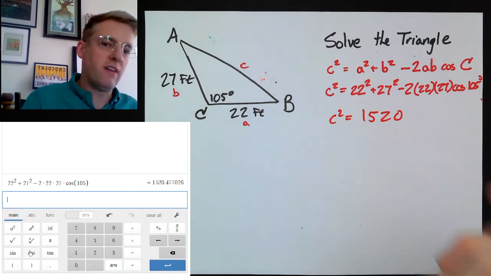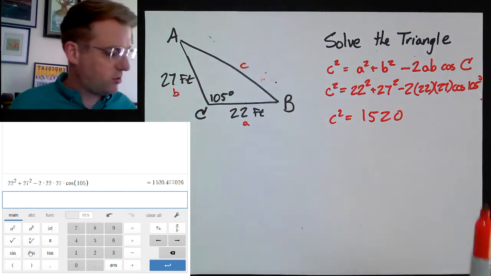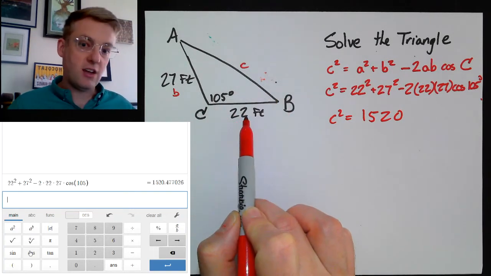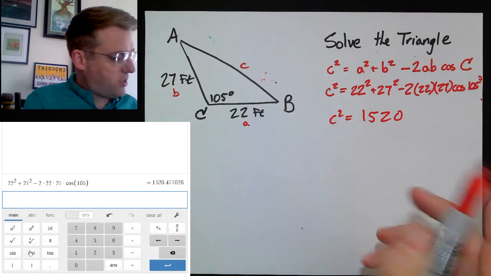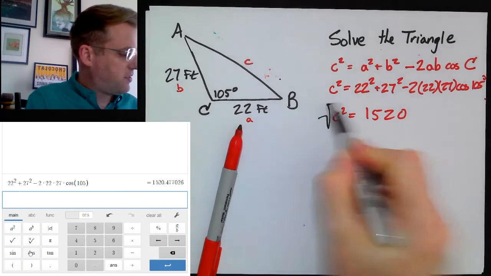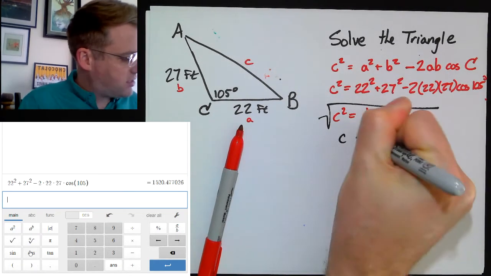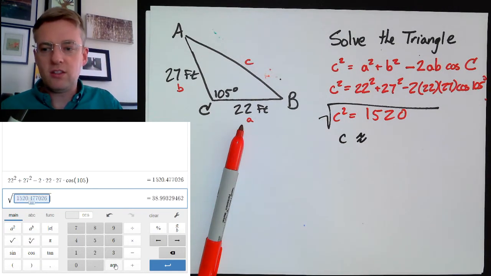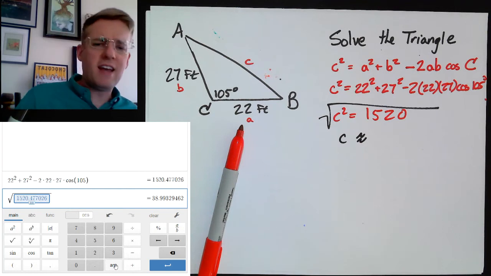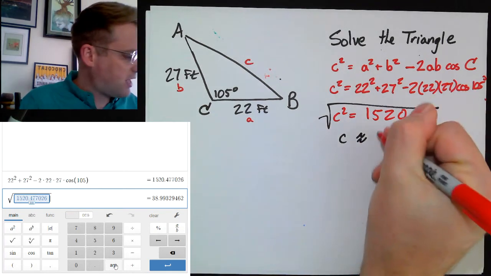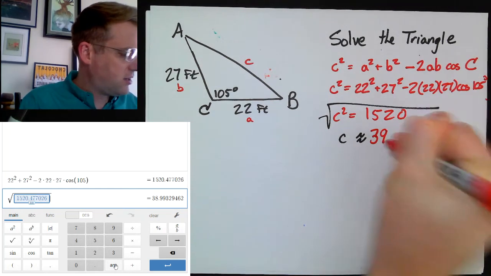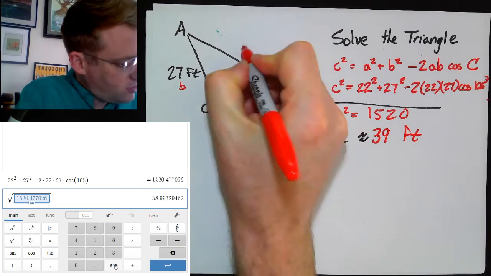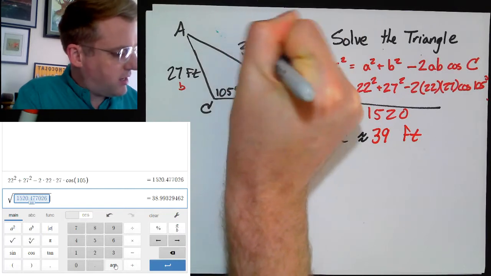Don't put 1,520 in for the length of C. It makes no sense. It's not 1,500 feet compared to 27 feet and 22 feet. We do need to take the square root of both sides and find that C is approximately, its square root, that last answer we got, 38.99. That's a solid 39 feet right there. So I'm going to label my triangle 39 feet.